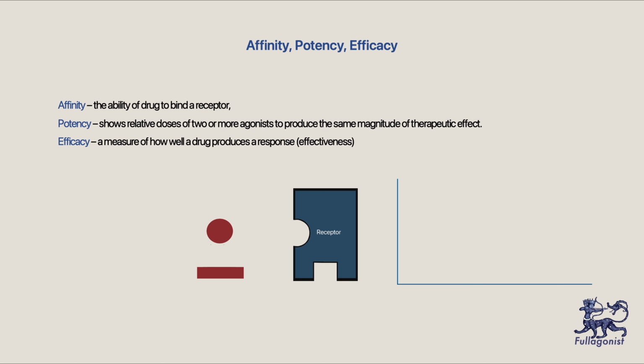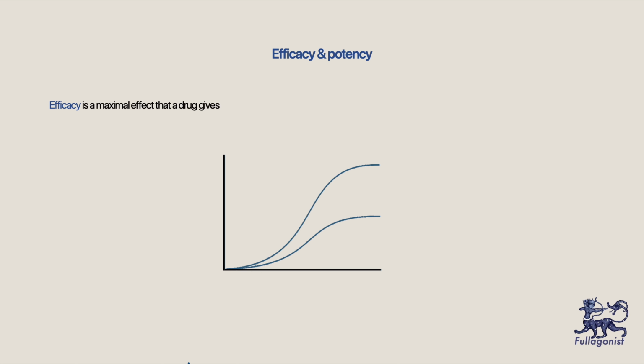Affinity is the ability of the drug to bind a receptor. Potency shows relative doses of two or more agonists to produce the same magnitude of the therapeutic effect. Efficacy is a measure of how well a drug produces a response, or effectiveness. It's more clinically relevant. Efficacy is the maximal effect that a drug gives. Think about a full agonist. It gives us 100% effect. Partial agonist gives approximately 50% of the effect, and obviously a full agonist will be more effective than a partial one.